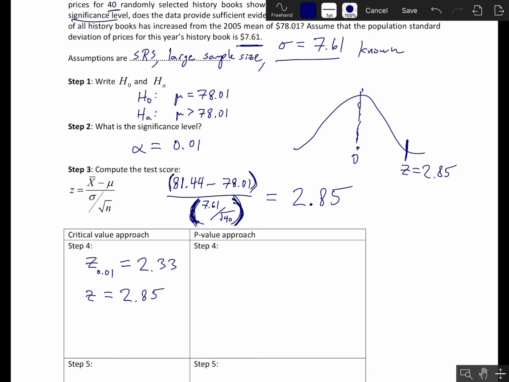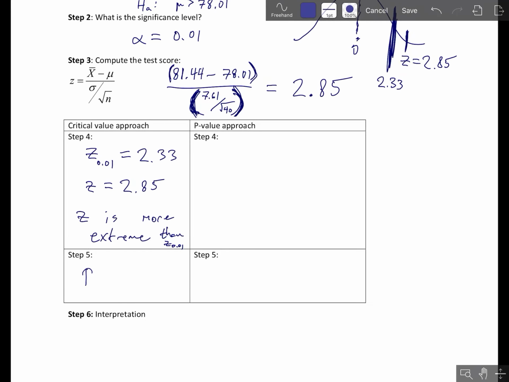The test statistic that we got, we just computed to be 2.85. And notice that 2.85 is further away from 0 than 2.33. So in other words, what we just did is we found that our critical value was 2.33 and our test statistic is further to the right. So therefore, our test statistic is more extreme than our critical value. And therefore, what we should do is we should reject the null hypothesis.